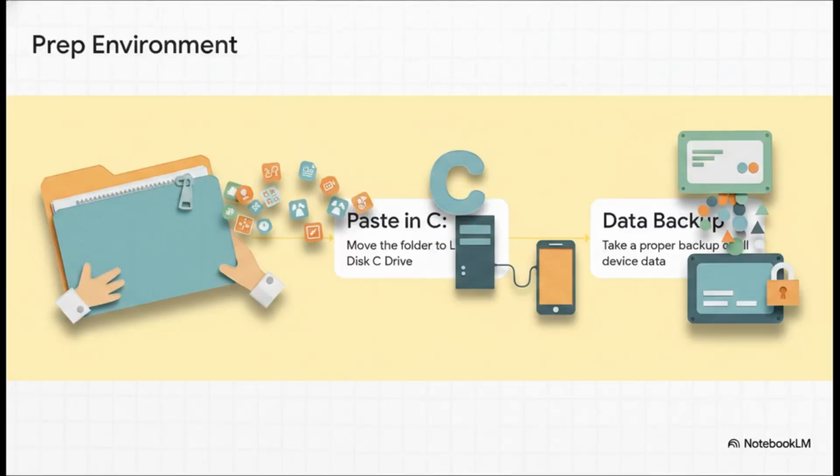Once you've got platform tools downloaded, you gotta prep your workspace. Unzip it, and this is key, paste that newly extracted folder directly into your local disk C drive. Keeping it right there in the root drive keeps everything running smoothly without any annoying path errors. And please, for the love of all things tech, if you haven't backed up your data yet, do it right now. This whole process is going to completely wipe your device.